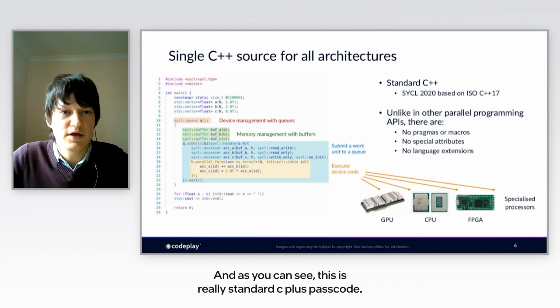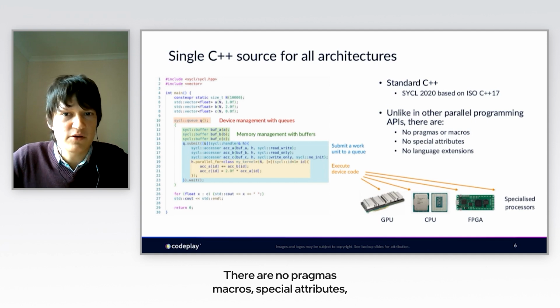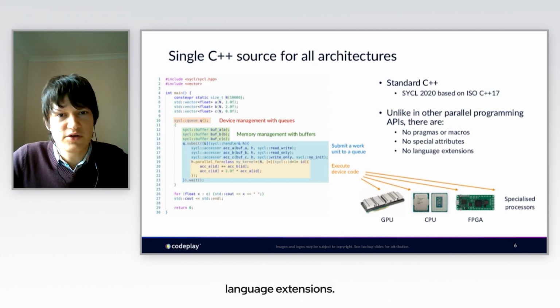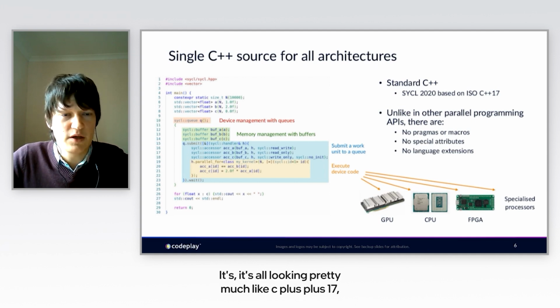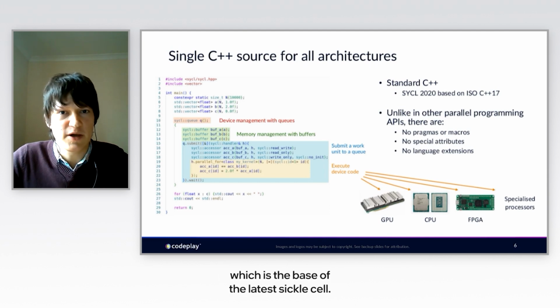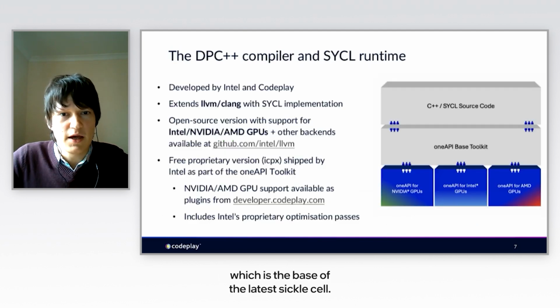As you can see, this is really standard C++ code. There are no pragmas, macros, special attributes, or language extensions. It's all looking pretty much like C++17, which is the base of the latest SYCL standard.